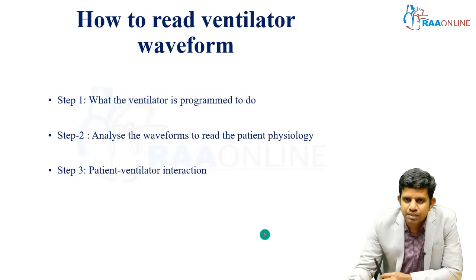Second, analyze the waveform to read the patient physiology, which means you have to understand what the predominant load is, resistive load or elastic load. Step 3 is to identify whether there is any asynchrony, synchrony or dyssynchrony. These are the 3 steps of reading the ventilator waveform.